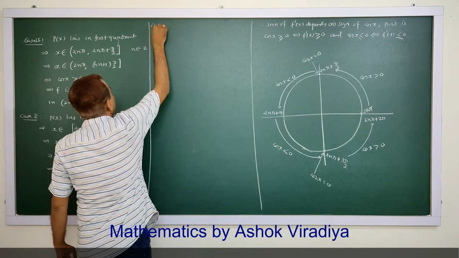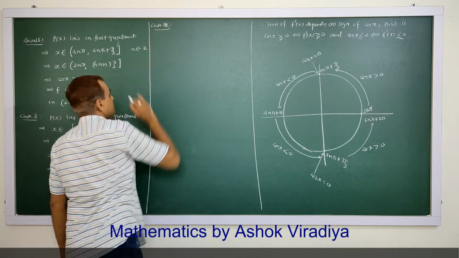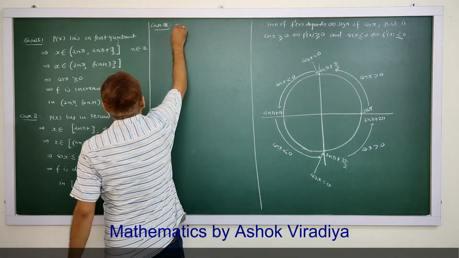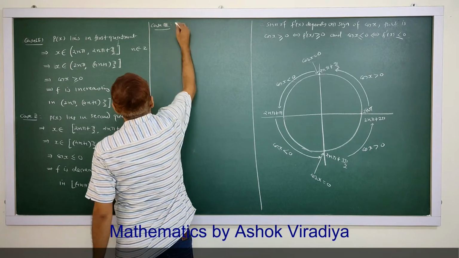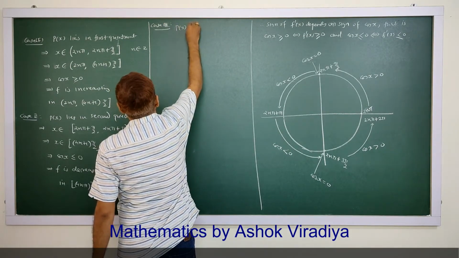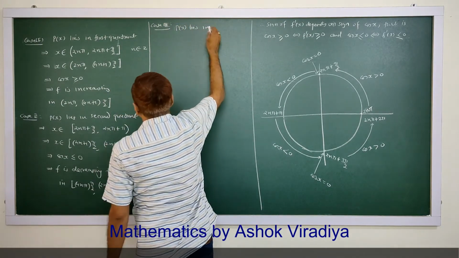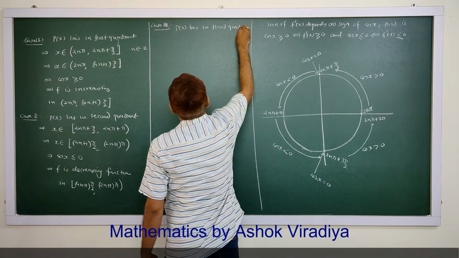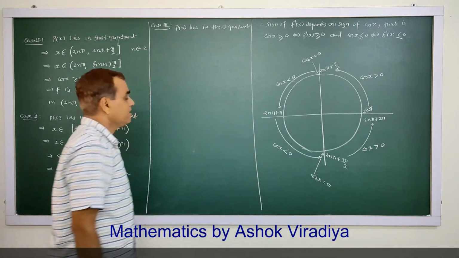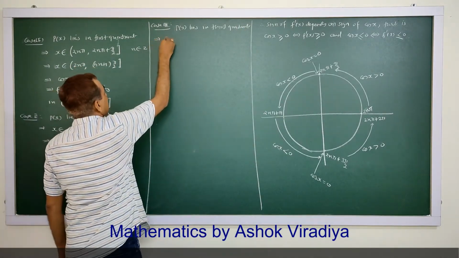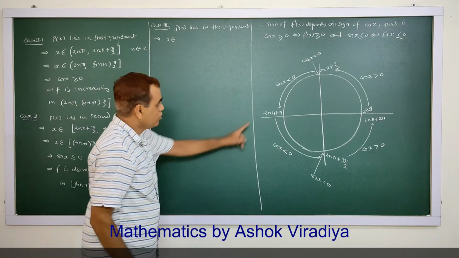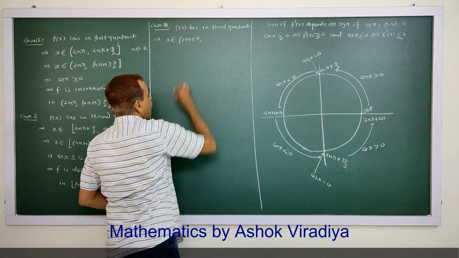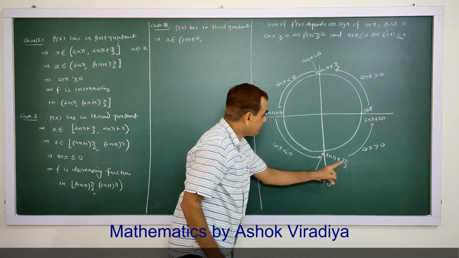Then case 3. If the point corresponding to x lies in the third quadrant, it implies x belongs to 2n pi plus pi comma 2n pi plus 3 pi by 2.